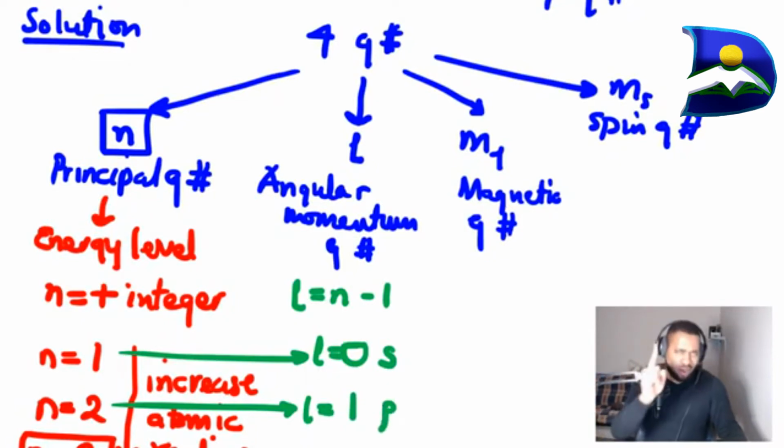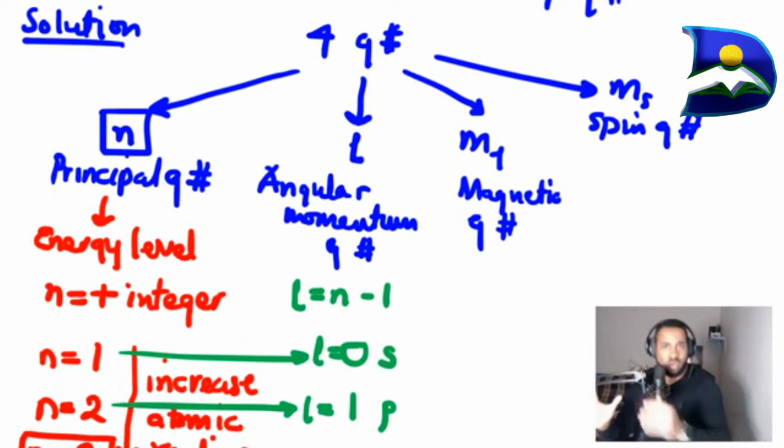Well, I'll say p orbital. So when you get to energy level 2, you not only have the s orbital, but also p orbitals. But there's no other orbital. We only have 2 types of orbitals when n is equal to 2.